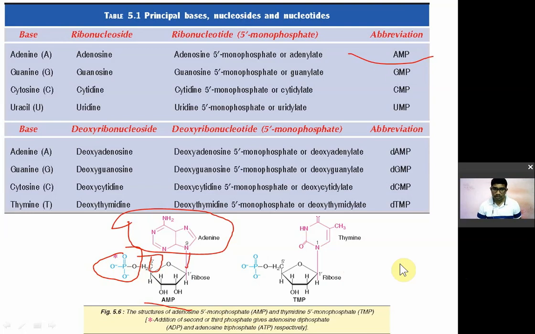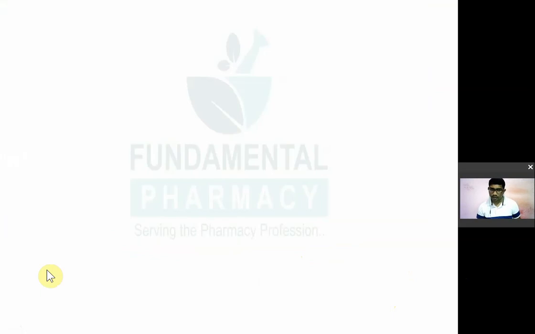Then again TMP means what? Okay, TMP means thymidine monophosphate, okay, or thymidylate. Thymine monophosphate or thymidylate. Okay, this is thymine and ribose sugar, and so these are nothing but the main principal nucleotides and nucleosides. Those are commonly found in the nucleic acids DNA and RNA.